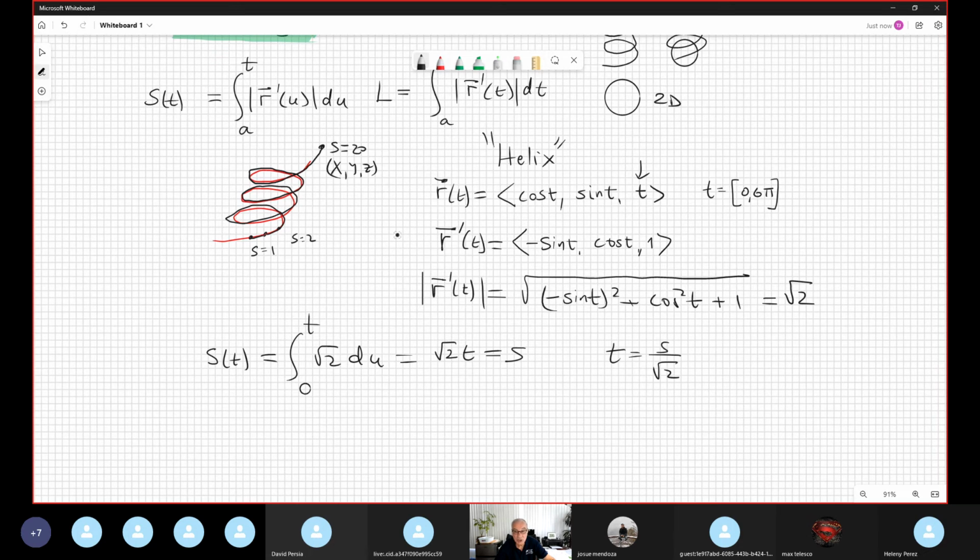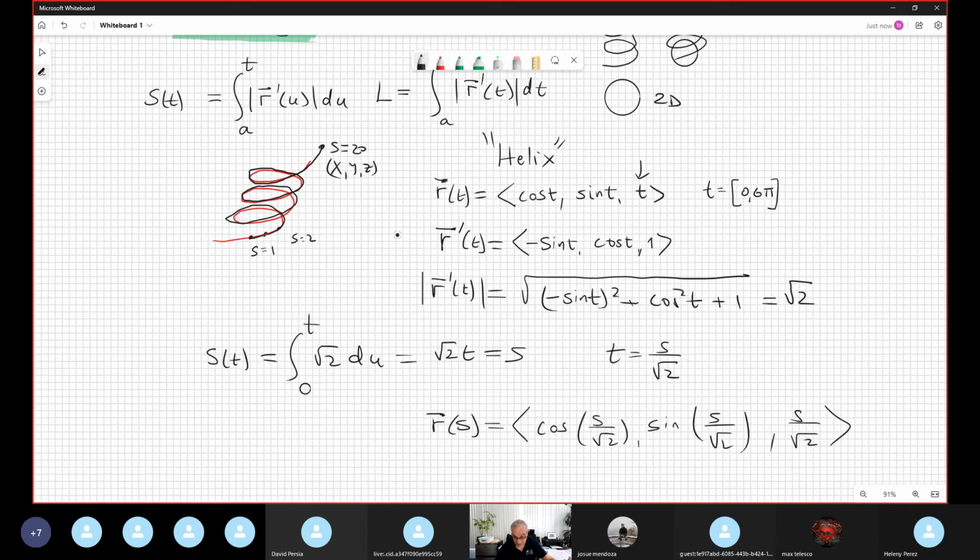And you replace in the original equation of the helix, which is the parametrization using t. I want to find the parametrization using s, which is the arc length. So I replace: r of s is equal to cosine of t. But what is t? t is s over radical 2. Comma, sine of s over radical 2. Comma, t, which is s over radical 2. And this is the parametrization of the helix using s, sorry, arc length.